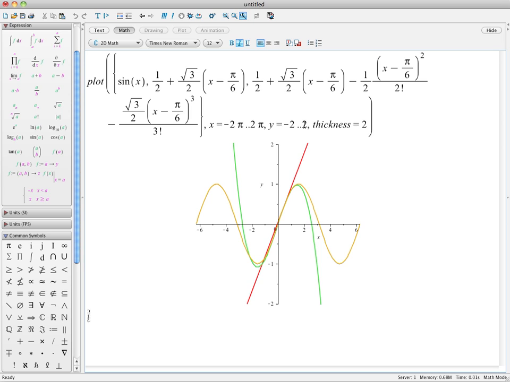So this is the exact same curve, and what I did is I just simply extended the x and y axes. So you can see that this is sine. This is my linear approximation. It does a really nice job near pi over 6, but it's horrible really fast. And this is my third degree polynomial that I'm using to estimate sine near pi over 6. And you can see near pi over 6, it really does a nice job.